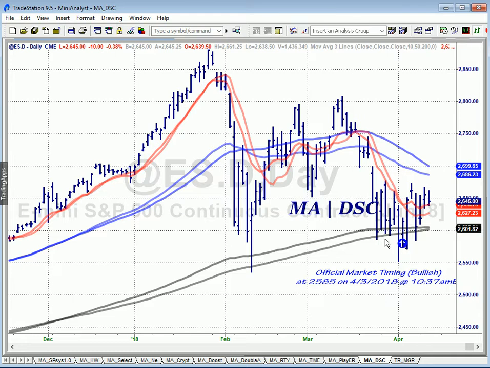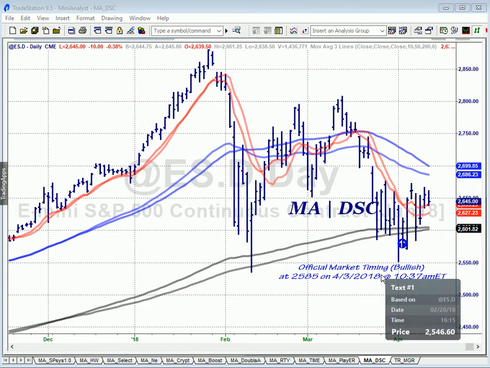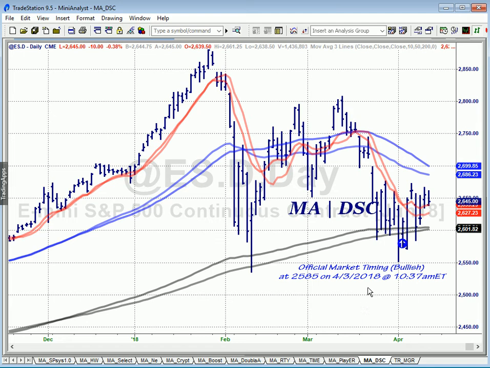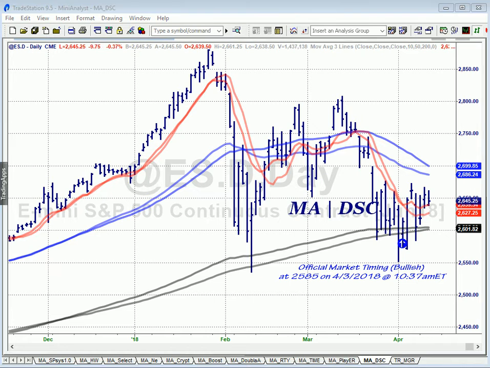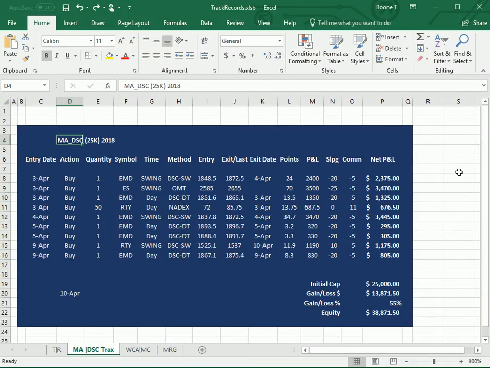We took advantage of this trade in the DSC portfolio. This is actually the DSC portfolio, but the official market timing went bullish at 10:37 a.m. on the 3rd. So there you go. There you have it, and we're actually still in this trade. We can look at this right here. This is the track record of the entry. Boy, the trading has just been absolutely amazing.